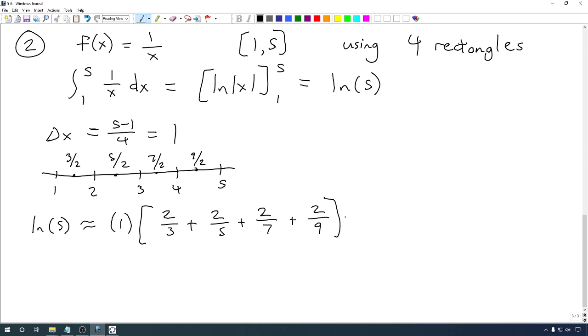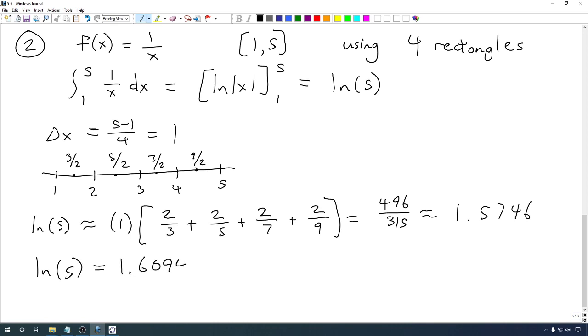We could actually go ahead and combine these fractions. I'm not going to go through all the steps of doing that, but if you do combine them, you get 496 over 315. So kind of a big number there. But the important thing is that if you go ahead and do this division, this is approximately 1.5746. So that is going to be our approximation for the natural logarithm of 5. If we go ahead and use a calculator and actually find the natural logarithm of 5, we're going to see that it is 1.6094 and so on.